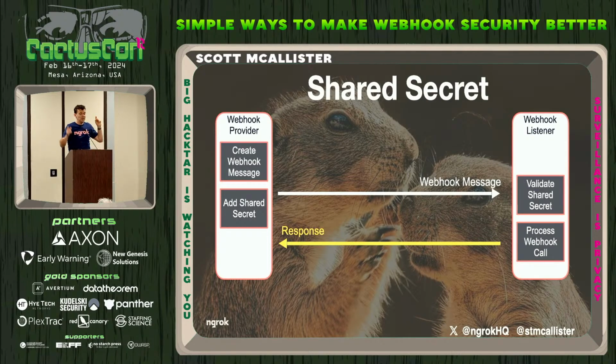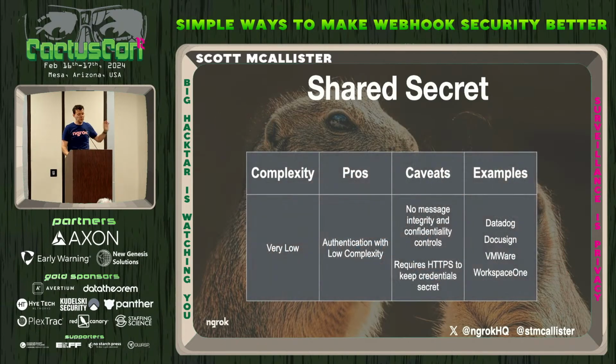But in this case, you each have a token that you agree upon and that you check. It's going to have one on one side, it's going to pass it to the listener. The listener says, yep, I verify that we have this same value, or this same shared secret, on either end. Super, super low complexity to set up.